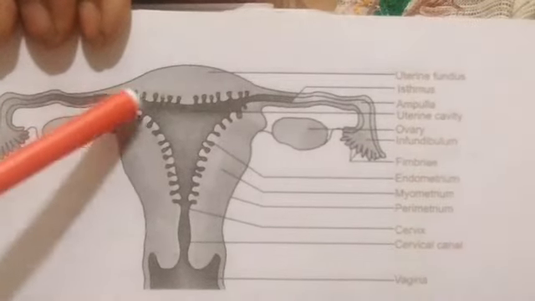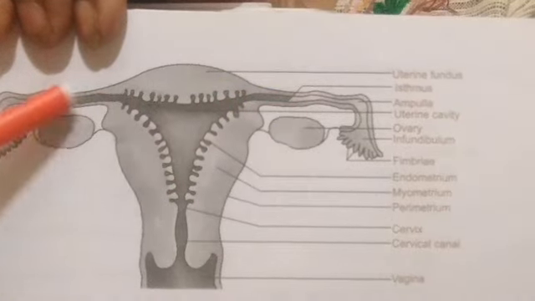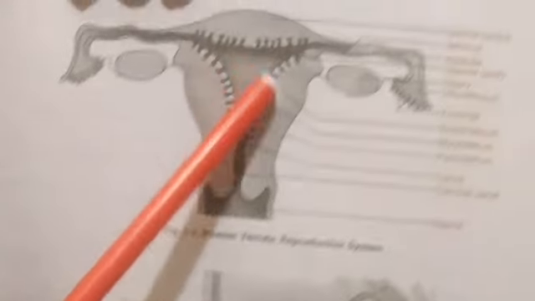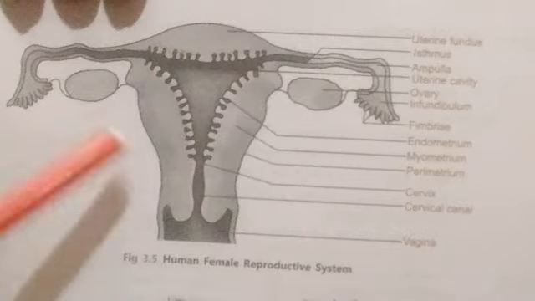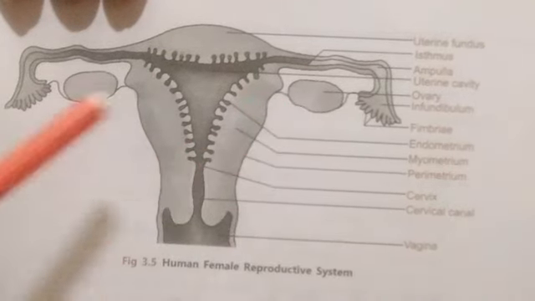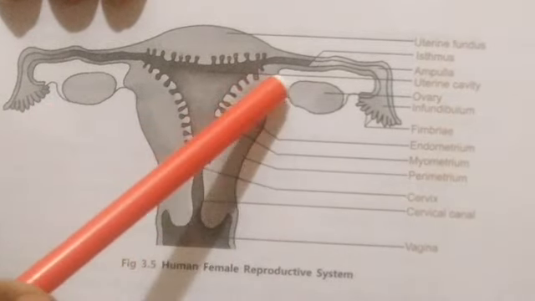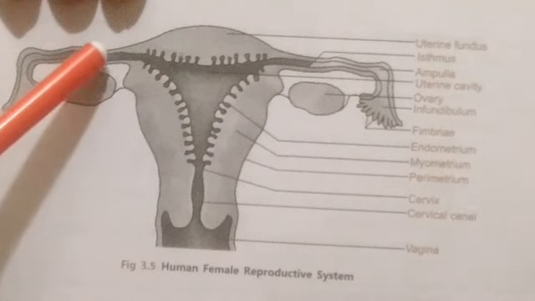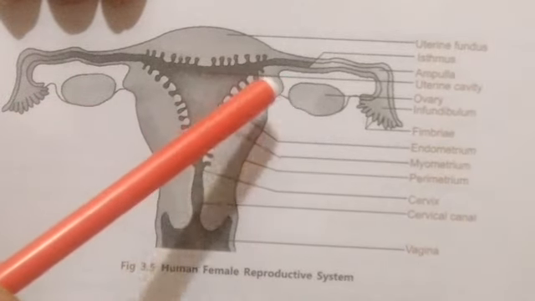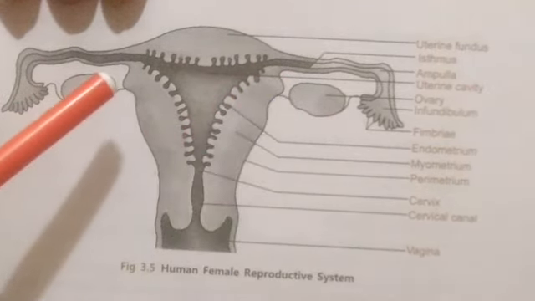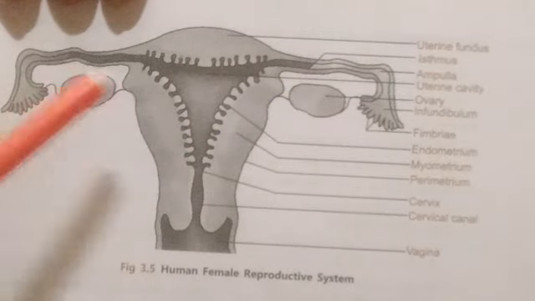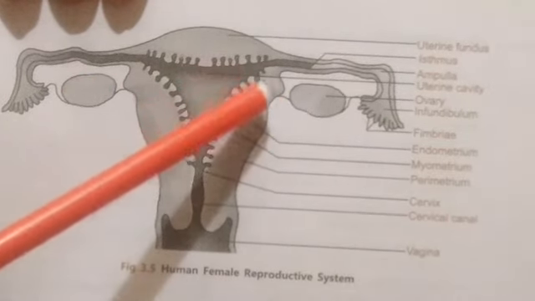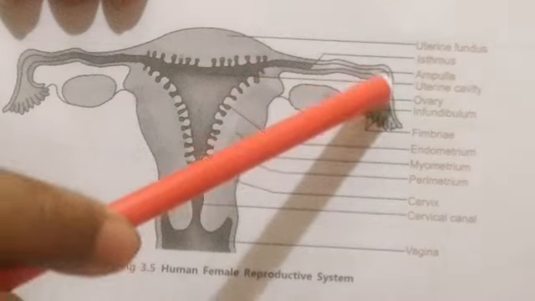Next, this is the front view of the female reproductive system. You can see here a pair of ovaries. These are the ligaments attaching the uterus with the ovary. This is the uterus and these are the fallopian tubes.